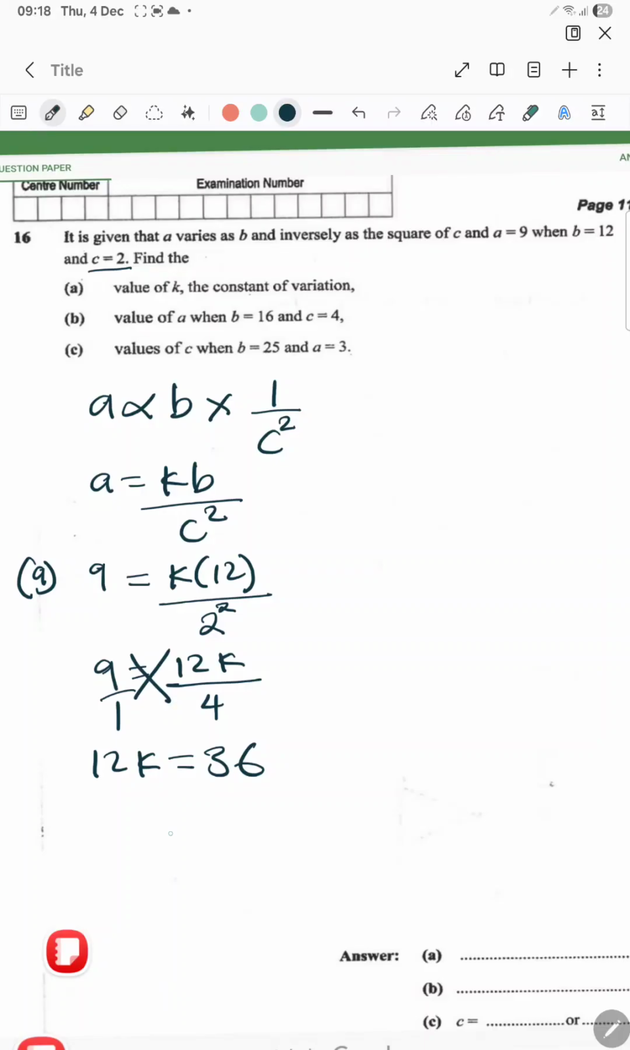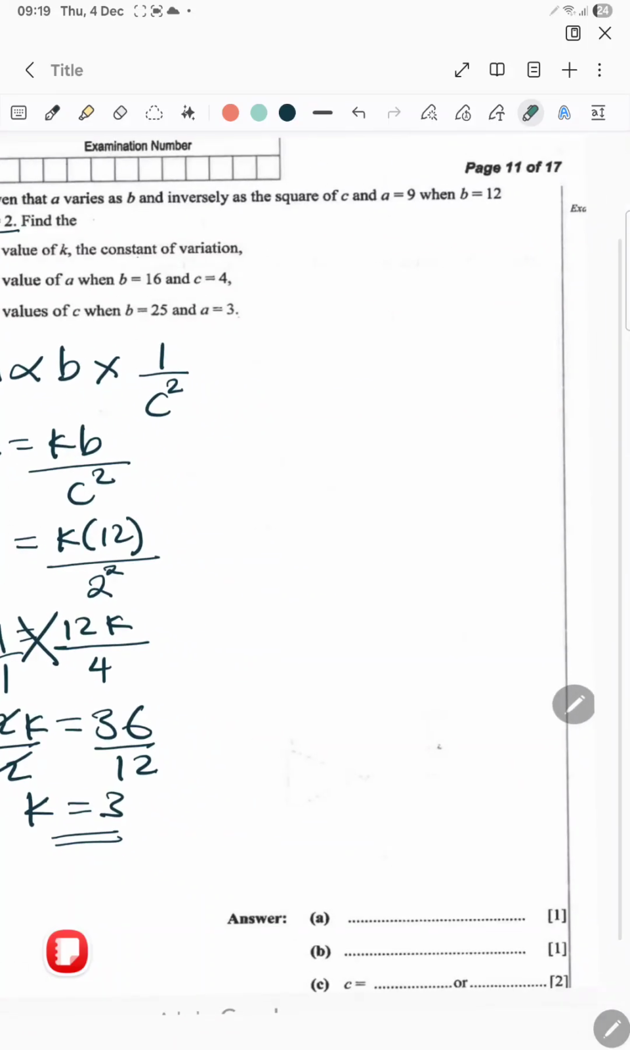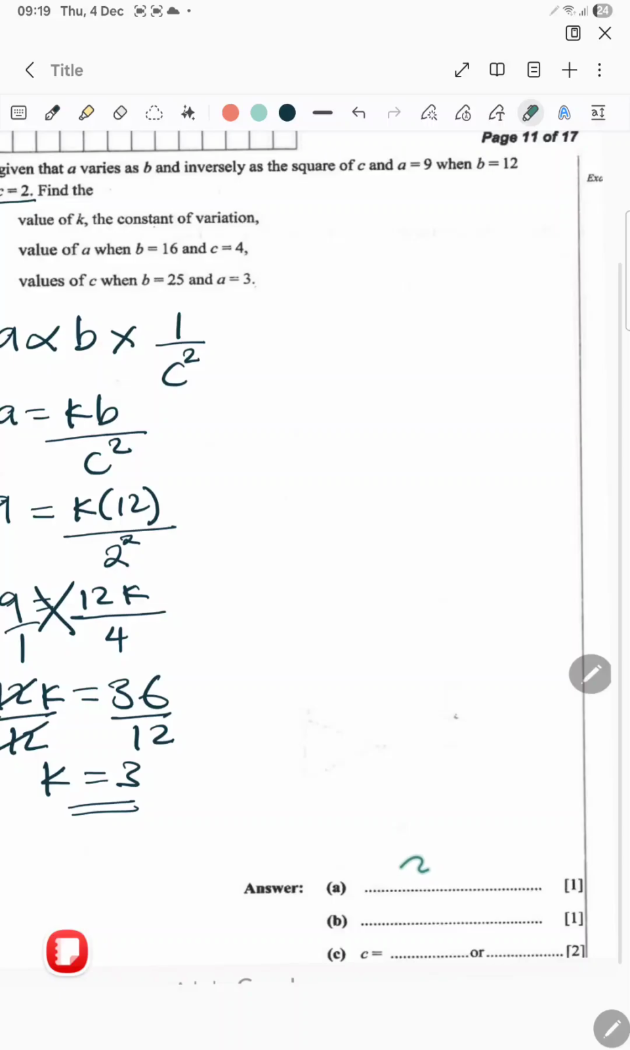So from here now, divide throughout by 12 in order to get the value of k. You divide by 12 here, you also divide by 12 there, so this goes, and our value of k will be equal to 3. 12 into 36 is 3. And then you come down here, don't forget to write your answer: therefore k is equal to 3.